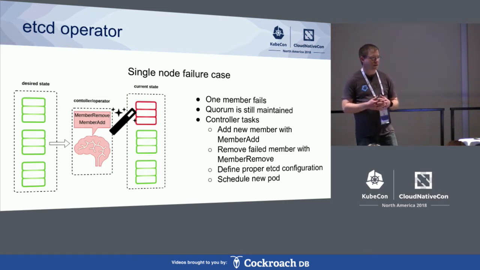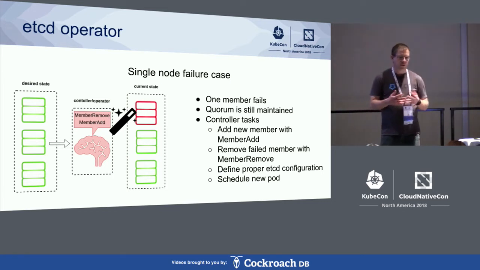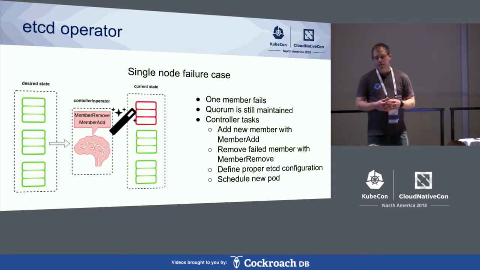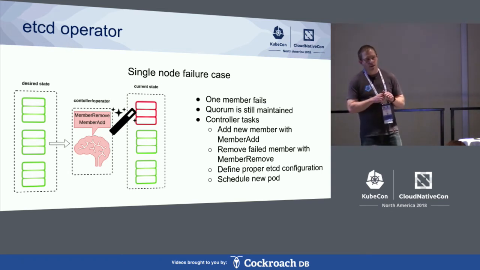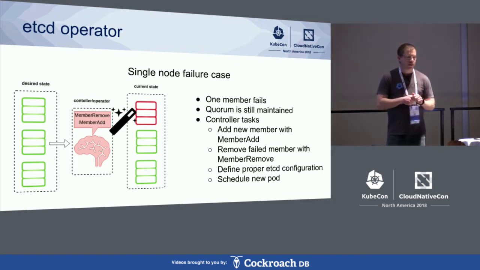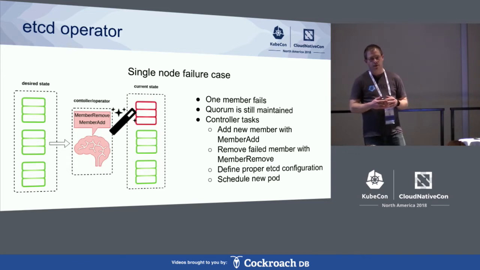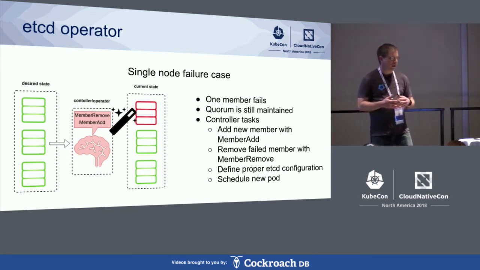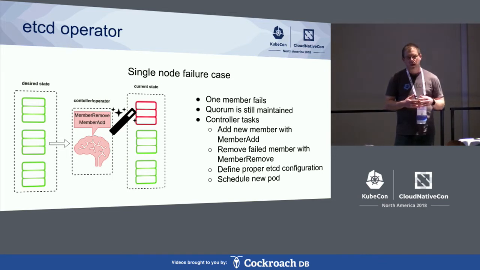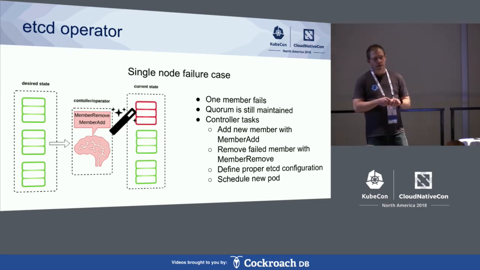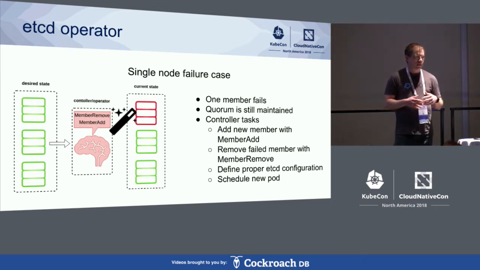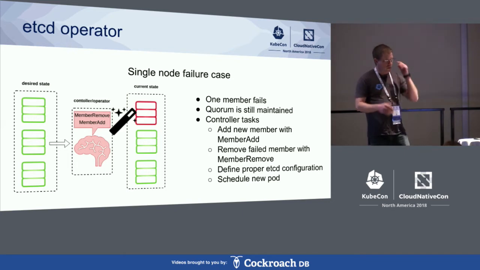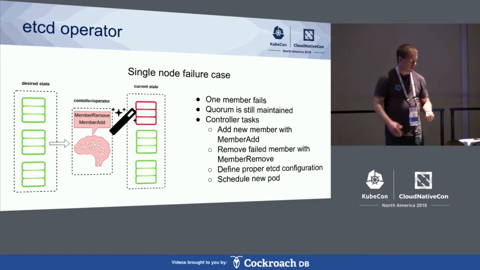All right, so we've gone through where etcd operator does great as far as easy tasks, like starting a three-node cluster and defining a version. That's pretty straightforward. But now let's look at some failure cases. In the case of a single-node failure, etcd still maintains quorum, so we can still use the cluster API. In this case, the controller's task would include first removing the failed member and removing the pod, and then doing a member add and launching a new pod, bringing the total number of active members back to three.